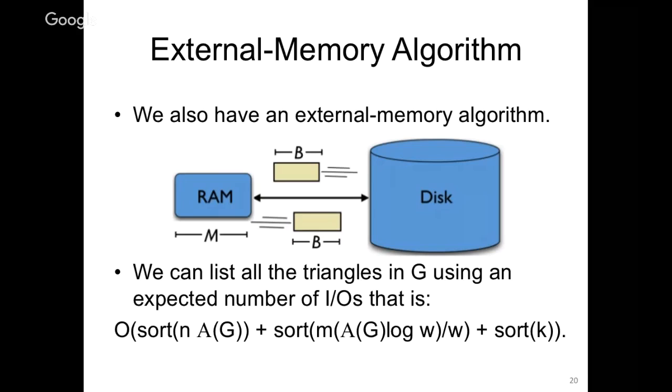And what I'm not showing at all is this capital M and capital B. That's hidden in this sort notation that we use in the external memory world. We just use sort as a symbolic shorthand for a running time that's capital N over capital B times the log base capital M over capital B of capital N over capital B. It's kind of this cumbersome thing, so we always just write it as sort.